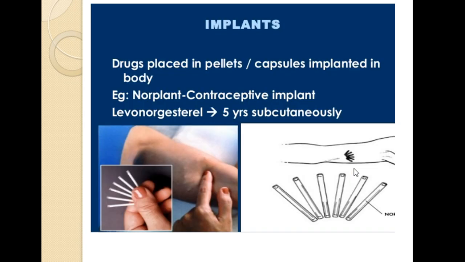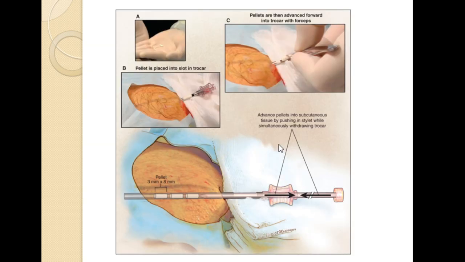So how it works, these are the implants which are placed below the skin. You can see here. So these are the implant needles which are placed inside the skin. It is for 5 years. Levonorgestrel, that is a contraceptive implants which works for 5 years. So this is the method by which we introduce the implants.